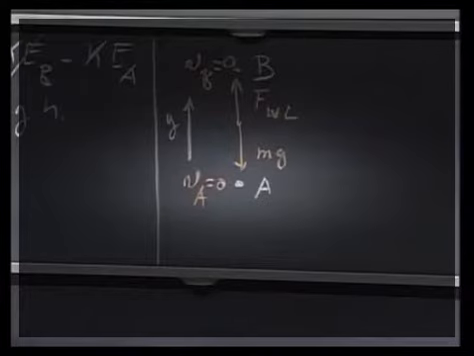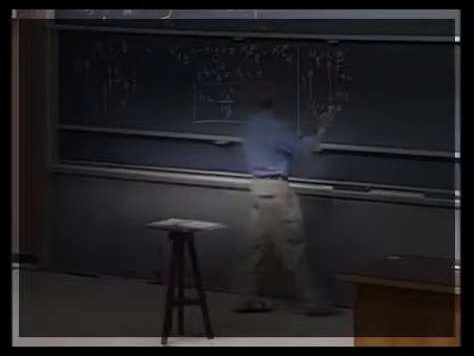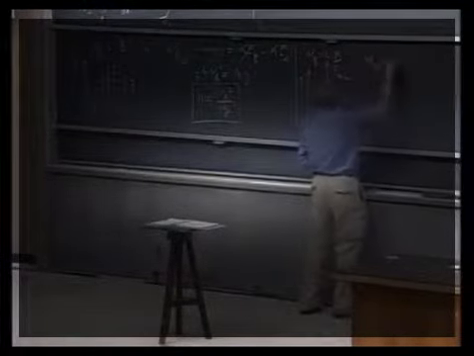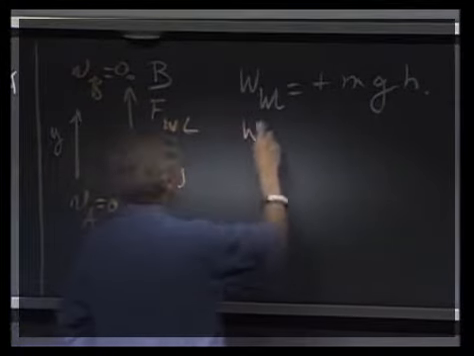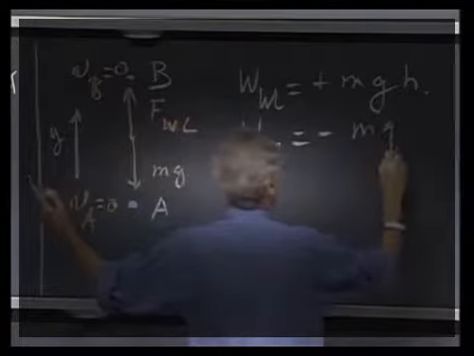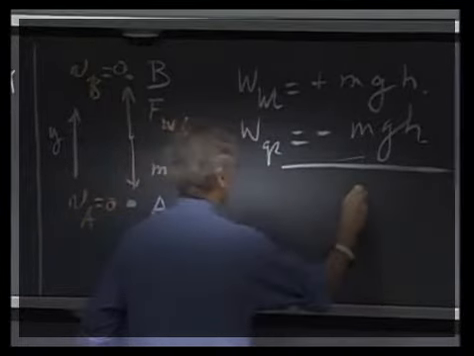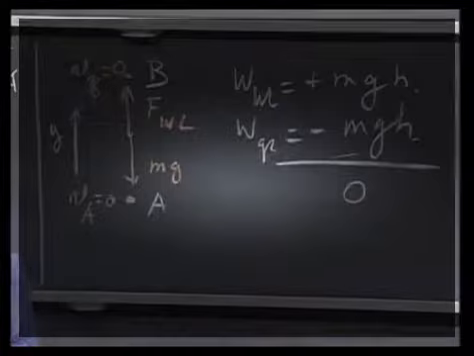So the work that I'm doing is clearly plus mgh. So the work that Walter Lewin is doing is plus mgh when the object goes from A to B. The work that gravity was doing was minus mgh. We just saw that. So the net work that is done is 0, and you see there is indeed no change in kinetic energy.